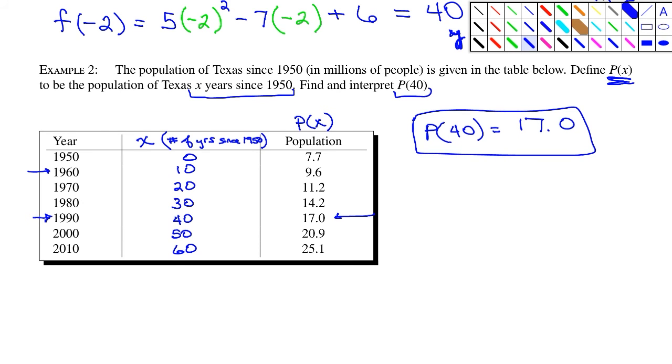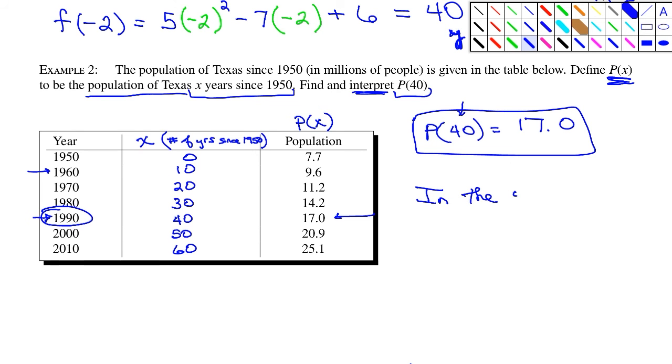Now, what does that mean? So interpret is always going to mean to, number one, provide complete sentences, and number two, express the values in words that are related to the scenario given to you in the problem. So we have P of 40. What does the 40 indicate? Well, 40 was the x. X was the number of years since 1950. So the 40 must be referring to 1990. And then the y value, 17.0, is the P value. Well, P was the population of Texas. So I can incorporate that into a sentence, and I can say the following.